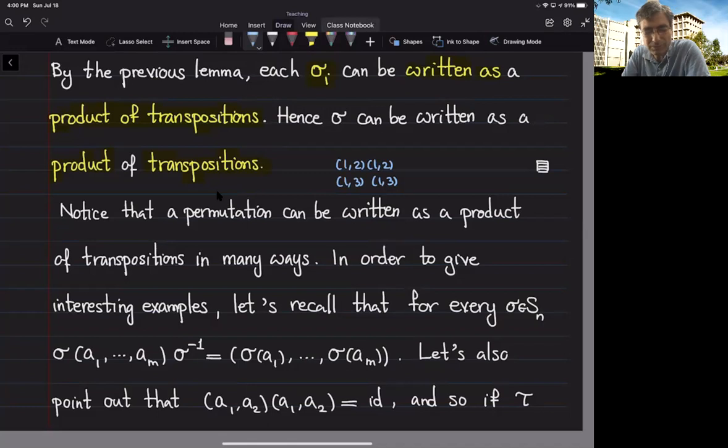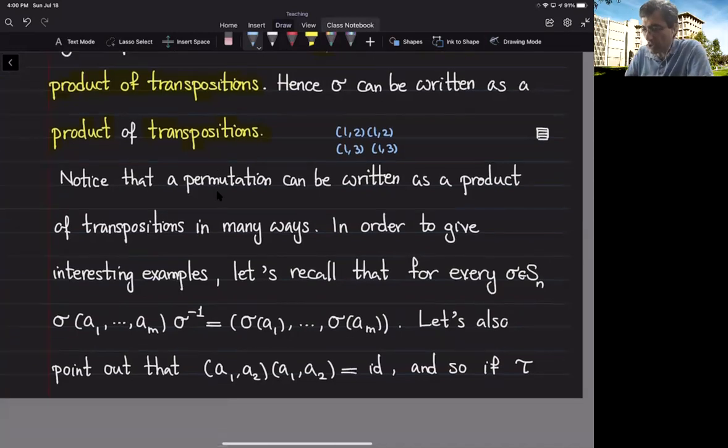We are going to use this and write down a transposition as a product of other transpositions. Okay, so let's recall, this is an important equation, so I'm taking this chance to recall this equality.